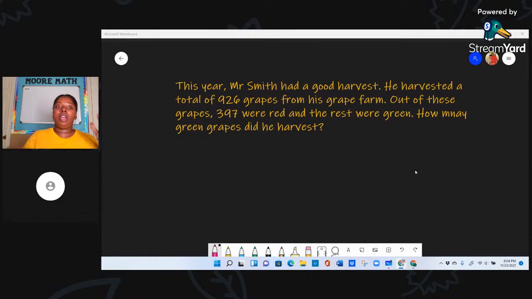Okay, so he harvested a total of 926 grapes. Out of these, 397 were red, the rest were green. How many green grapes were there? So tell me, what is some important information? What should I underline here? How many green grapes did he harvest? Good. And is there any other important information? The numbers. Okay. So what do the numbers represent? The amount. Okay. So what is 926?